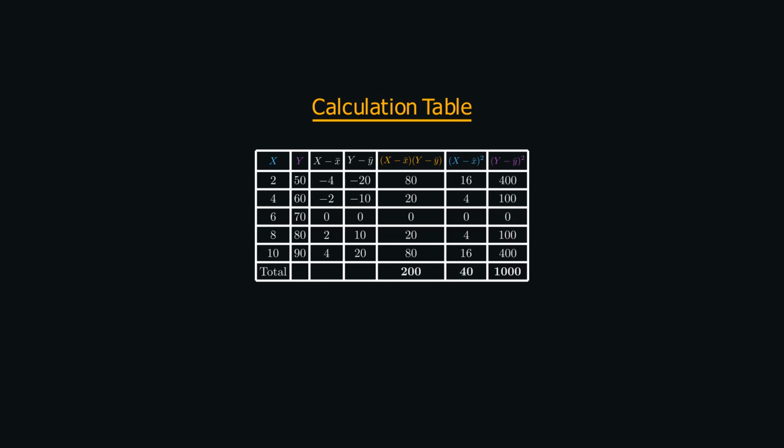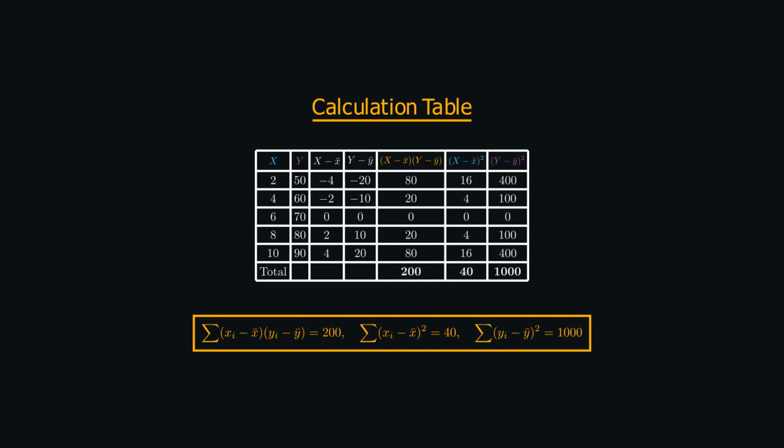Adding all 5 products, 80 plus 20 plus 0 plus 20 plus 80 equals 200. Dividing by n minus 1, which is 4, gives a covariance of 50.